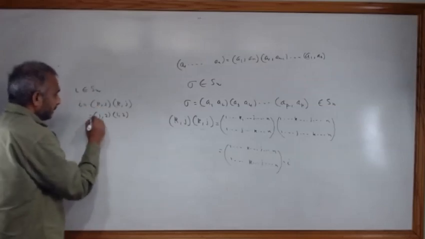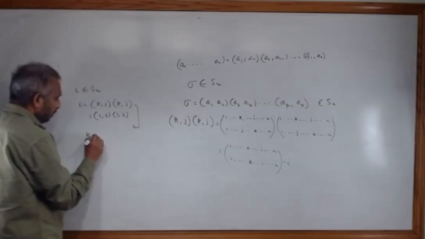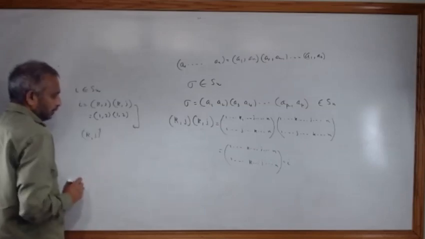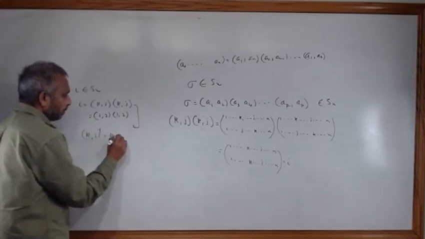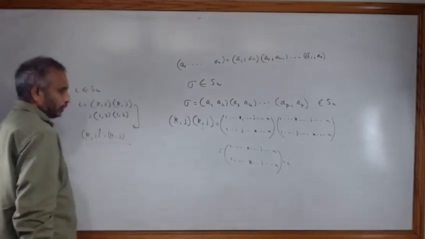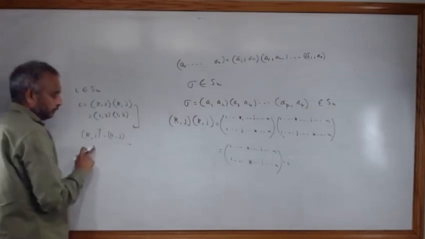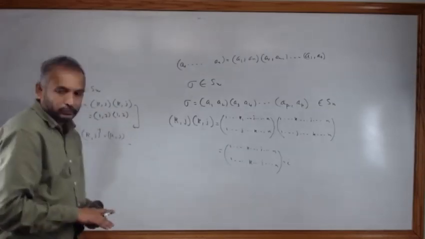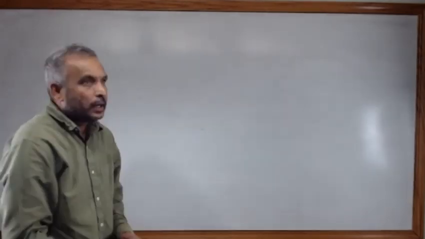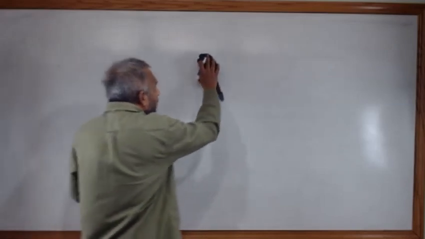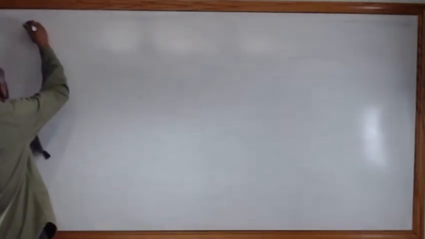Because of this, you can say that the inverse of a transposition is itself, because you are multiplying the same thing and getting the identity map. Let us establish a result here. Theorem.